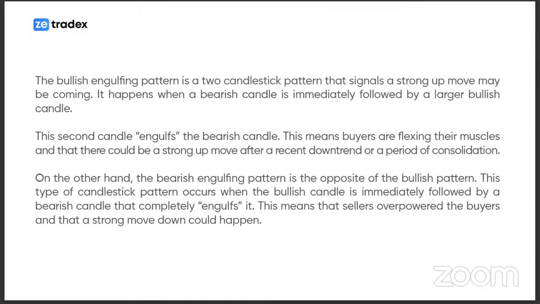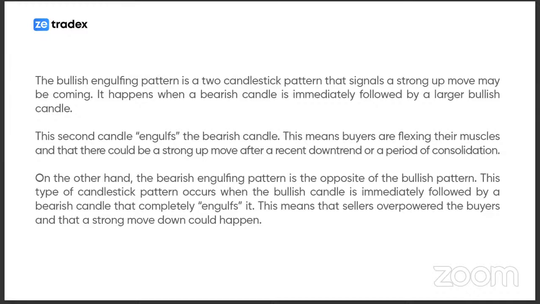Now, the bullish engulfing pattern is a two candlestick pattern. It signals a strong up move may be coming. It happens when a bearish candle is immediately followed by a larger bullish candle, while the second candle engulfs the bearish candle. This means buyers are flexing their muscles and it could be a strong up move after a recent downtrend or a period of consolidation.